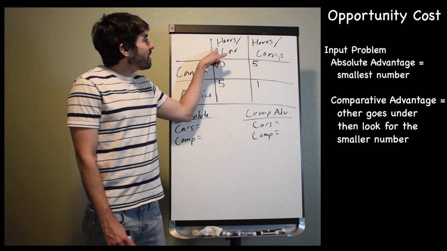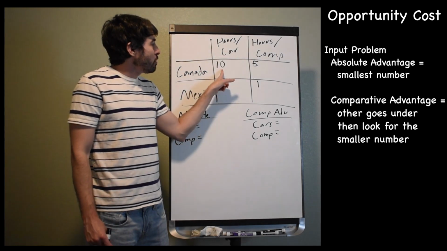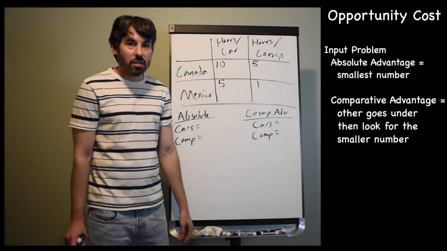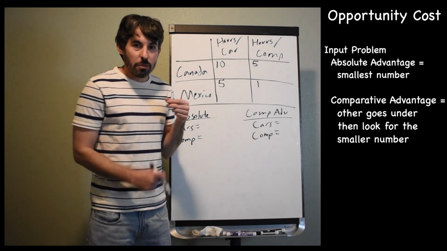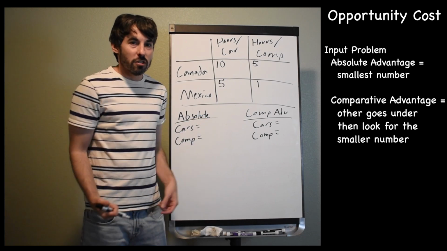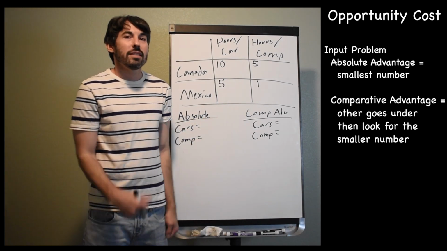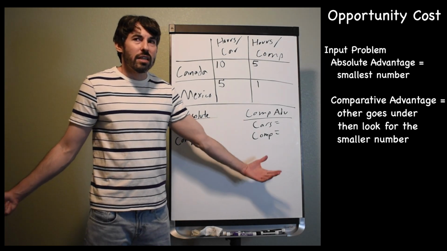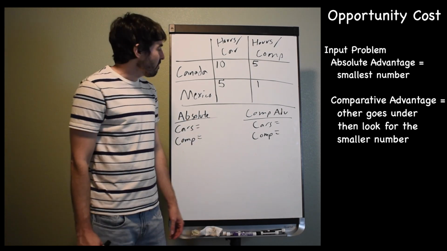So what this is saying, it takes 10 hours of labor for Canada to make a car, 5 hours of labor for Mexico to make a car, hours per car. Remember, inputs are the things that a business has to purchase in order to produce their goods and services. Like if I have a bakery that makes cookies, one of my inputs will be sugar and another one will be chocolate chips, stuff like that.